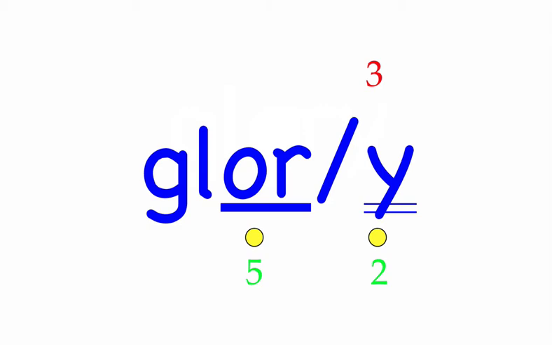Reactor. The nuclear reactor is next to a population center. Reactor. Re has two sounds, r, e. Ack, two sounds, a, k. Tor, two sounds, t, or. Reactor. Mark the word.